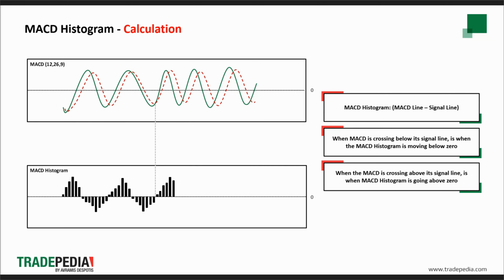You can see here, every single time they cross each other, it's 0. However, when it's crossing below, the MACD histogram is moving below 0. So you can see all these values below 0. And then when it's crossing above the signal line, the histogram is going above 0. Values above 0 over there. So that's when you can look at the histogram.